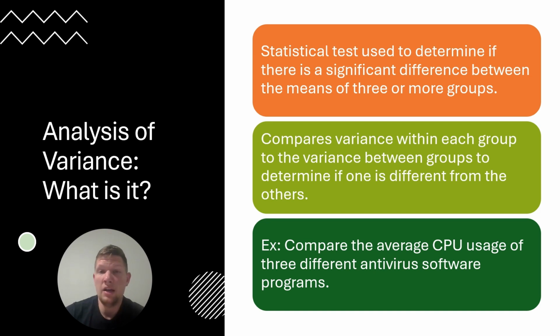Let's say we're testing three antivirus programs. We have programs A, B, and C, and we want to see which one consumes the most CPU resources. We collect CPU usage data while running each of the programs and then apply ANOVA. If the results show a significant difference, we can conclude that at least one program is more resource intensive than the others. This kind of analysis is crucial in cybersecurity and IT because it helps optimize software performance, ensuring that programs don't slow down computers unnecessarily.